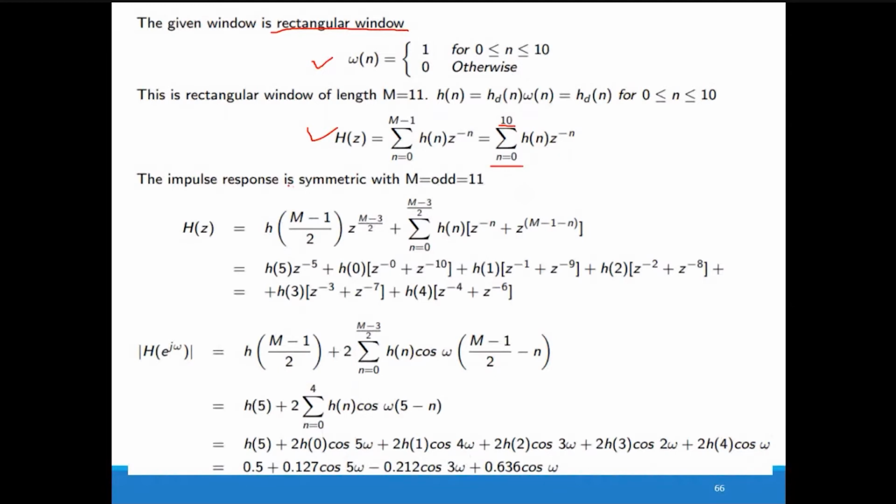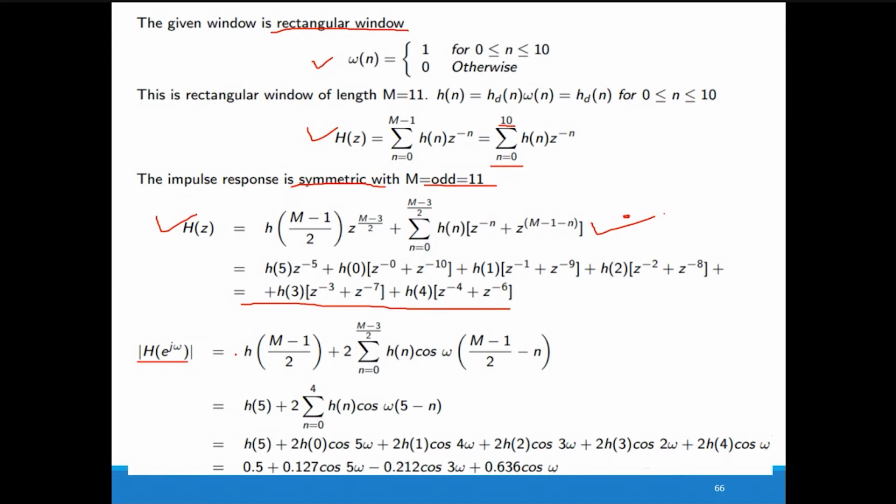As this filter is symmetric and has an odd number of values, we apply the equation of a symmetric filter with M odd. Here is the equation: H(z) equals h((M minus 1) by 2) into z raised to minus (M minus 1) by 2 plus summation from n equal to 0 to (M minus 3) by 2 of h(n) into z raised to minus n plus z raised to minus (M minus 1 minus n). We already derived this equation, and it is applicable when your filter is symmetric and M is odd. Apply this equation, obtain the H(z) values, and then take the magnitude of H(e^jω).